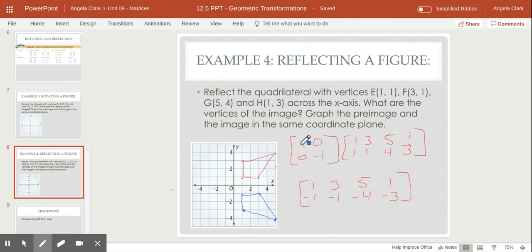Again, if this one were negative and this one were positive, that would be y stay the same and x's change their sign, and that would be your y-axis reflection. So that would give us the same image over here, reflected over here.